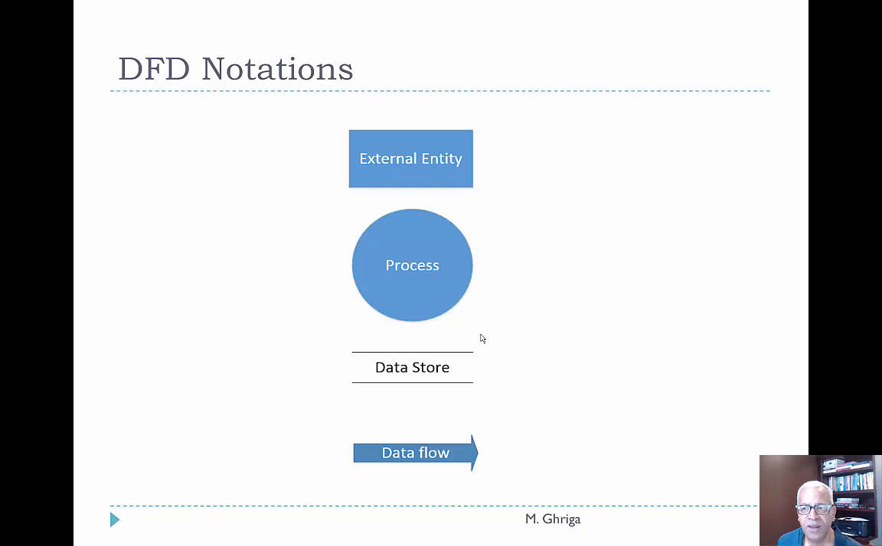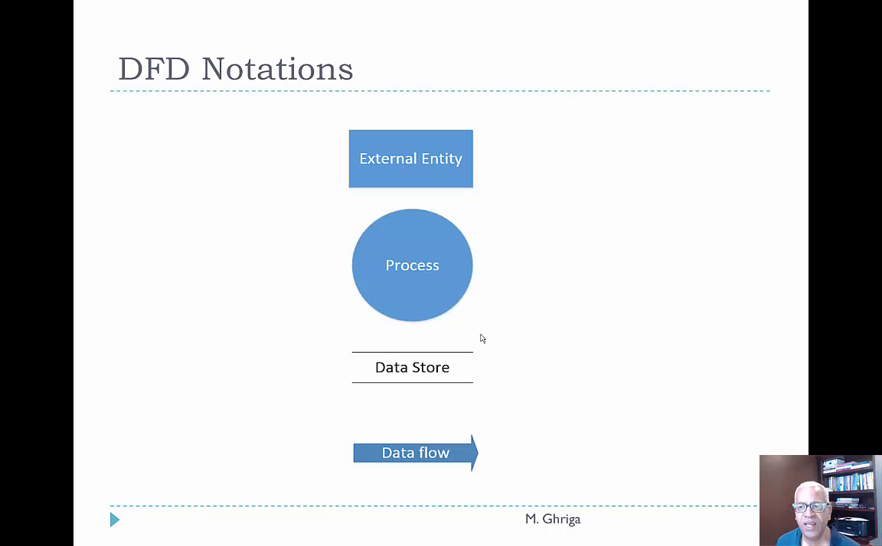The process, actually, is very simple. It's the work that needs to be performed, and therefore we suggest using active action verbs when we try to describe the name. The name that you give to your process must convey a meaning and give a sense of the computation that needs to take place.